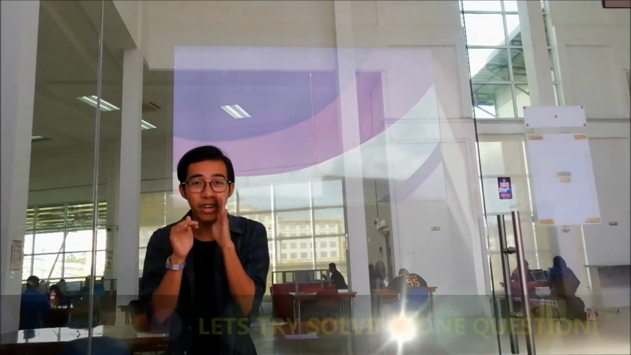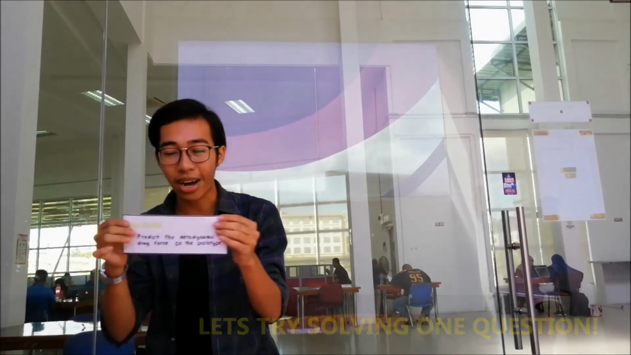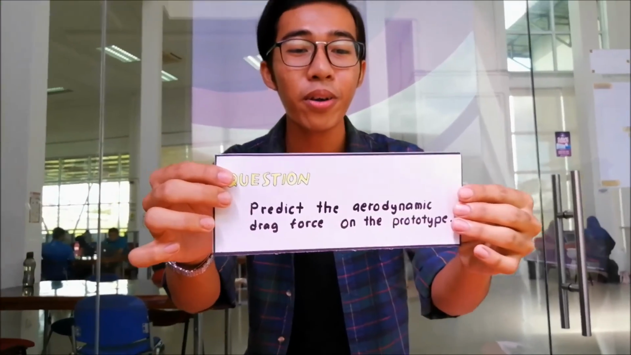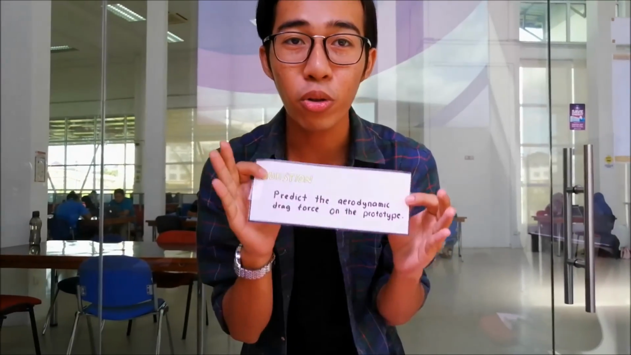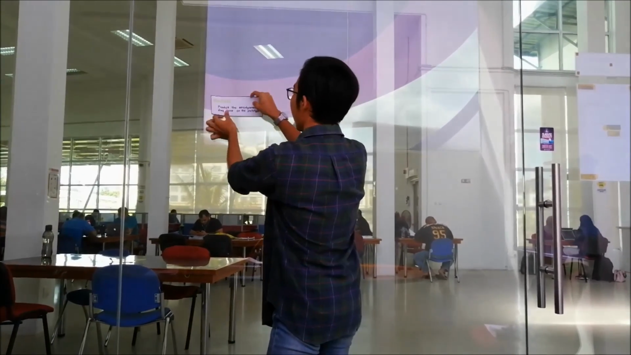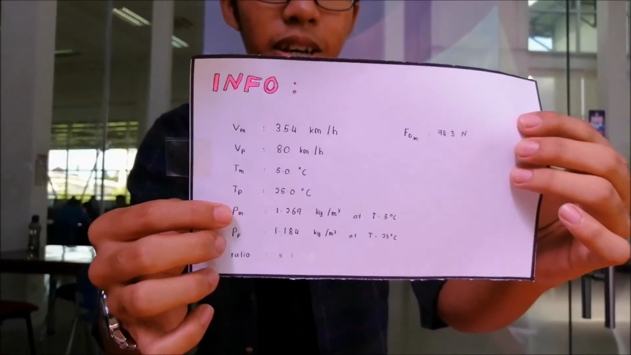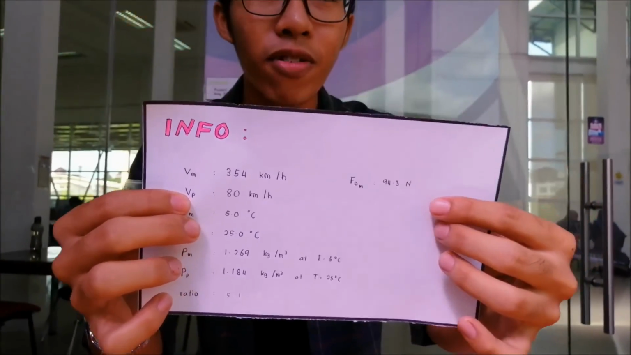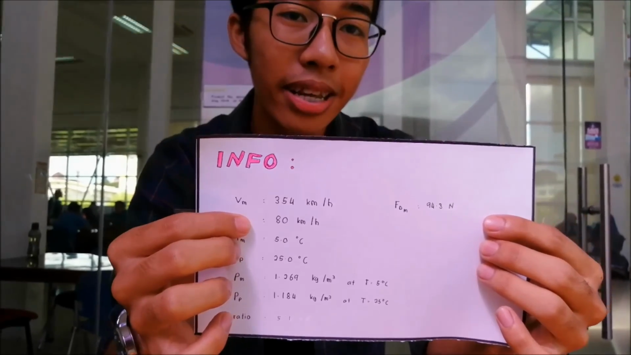Okay, now we have arrived at the place where we are going to solve the question. The question asks us to find the aerodynamic drag force on the prototype. It seems to be hard to use a prototype, so why not use a model? Next, from the question, we got the info. Here I stated the velocity, the temperature, the density, and also the drag force for the model. M here stands for the model, while P stands for prototype.